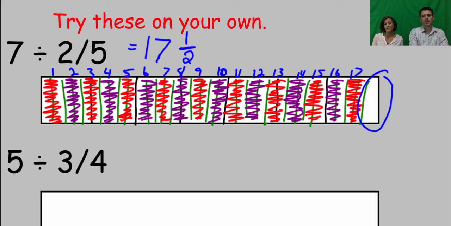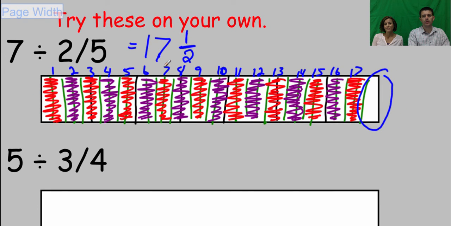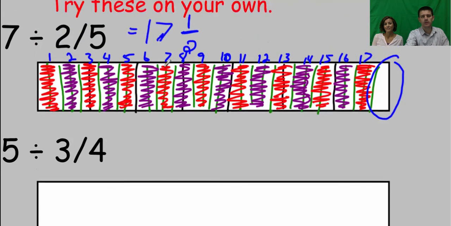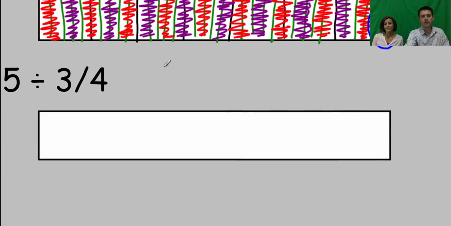Yep. Let's try. Oh, I don't want to do that. I want to scroll down. There we go. So one last one, and I'll try to go super quick.